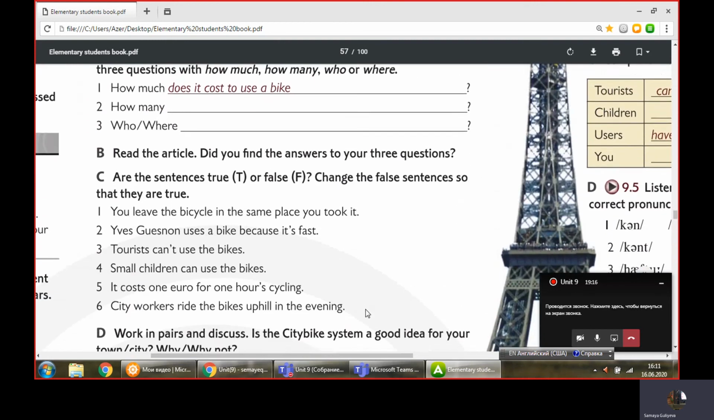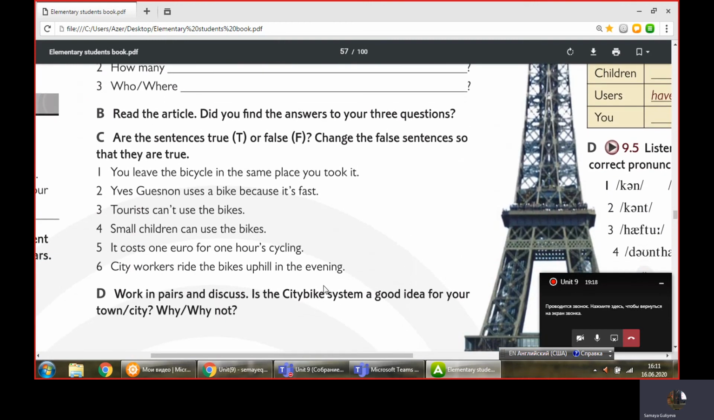After the text, read the sentences and decide: are the sentences true or false? Change the false sentences so that they are true. Look through the sentences and decide which of them are true and which of them are false.